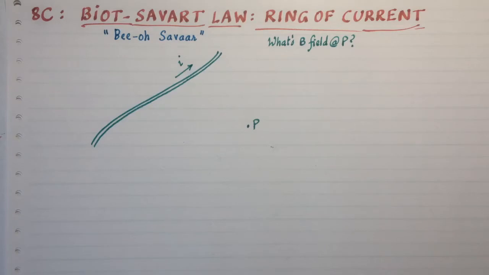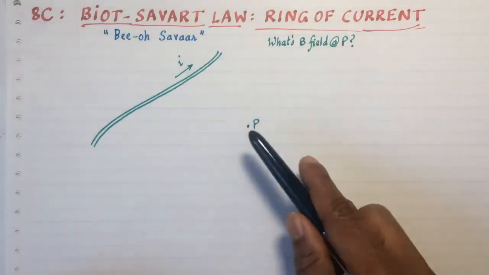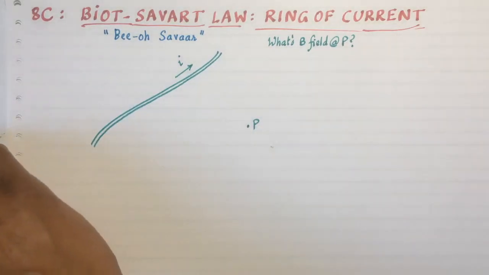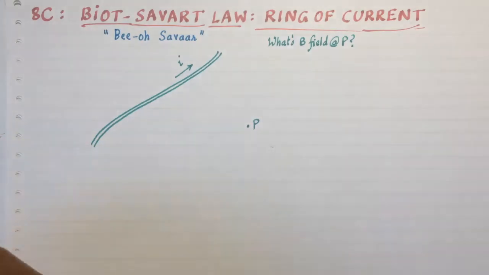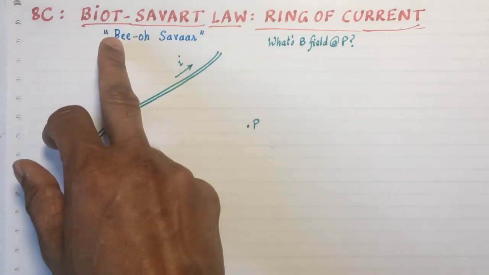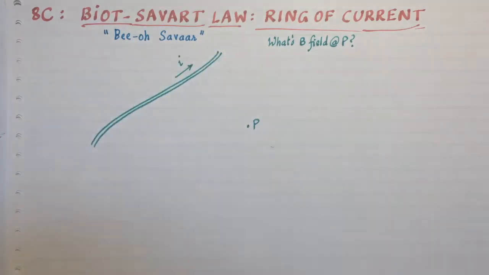So let's suppose you have a stretch of wire with some conventional current, that is current carried by positive charges, called I. Now the question is, what is the magnetic field in both magnitude and direction at P? Now Biot-Savart answered that. By the way, they are French names, so you're supposed to say it as Biot and Savart.